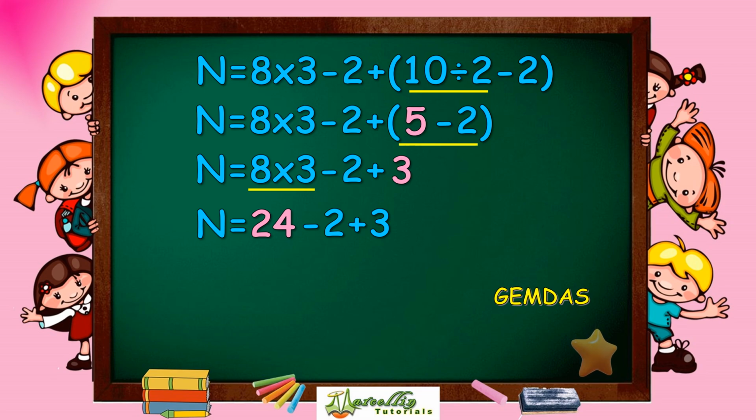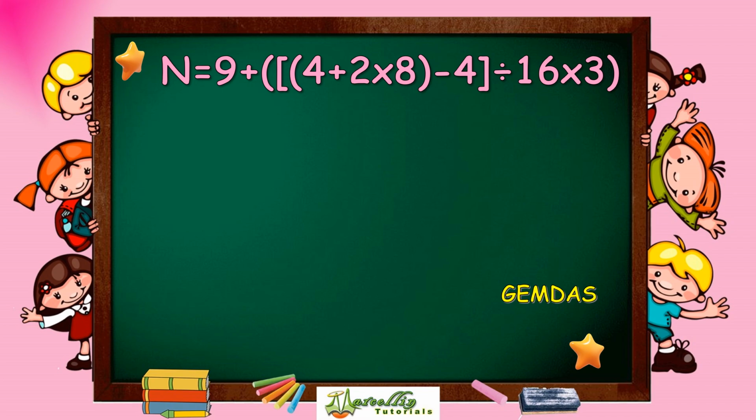Let's solve first 24 minus 2. So that is 22. Then let's add the remaining number, which is 3. Then let's add 22 plus 3. Our answer is 25.